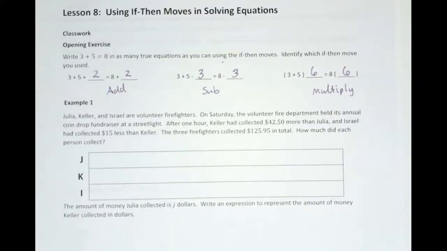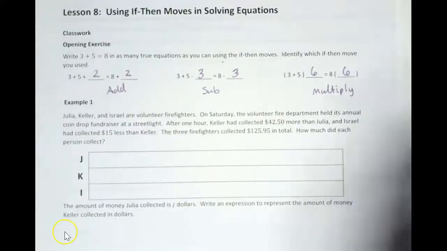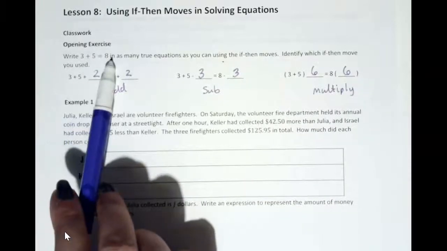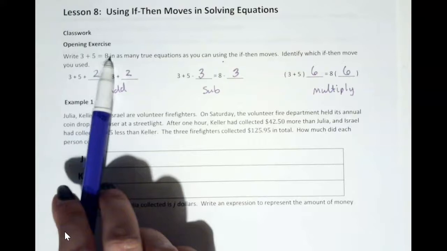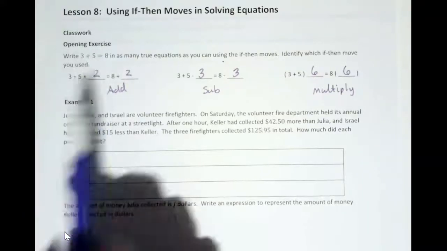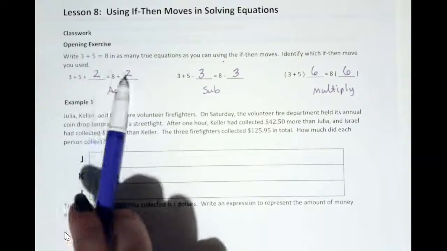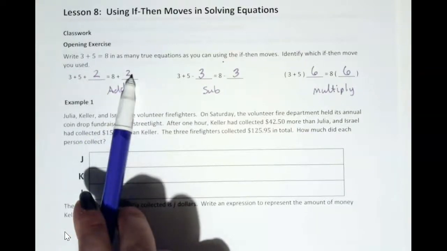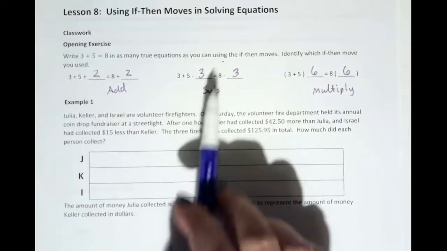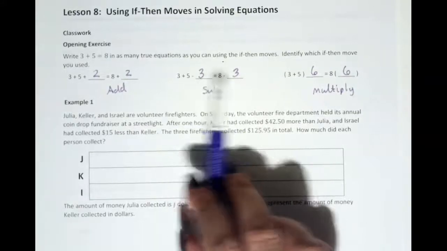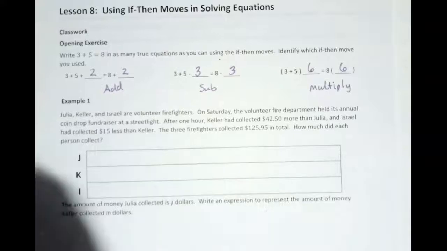Hello, today we're going to start looking at Lesson 8 using if-then moves and solving equations. So we have an equation here, and we know it's an equation because 3 plus 5 is 8, which is equal to 8. So we have two different expressions that are equal to each other. So for the first example, I've added 2 to each side of the equation. So I can add the same thing to each side, and the value remains the same. I can also subtract the same number from each side and the value remains the same.